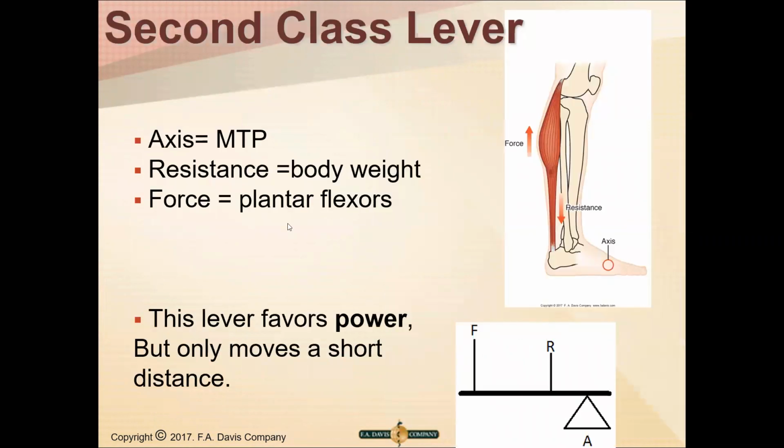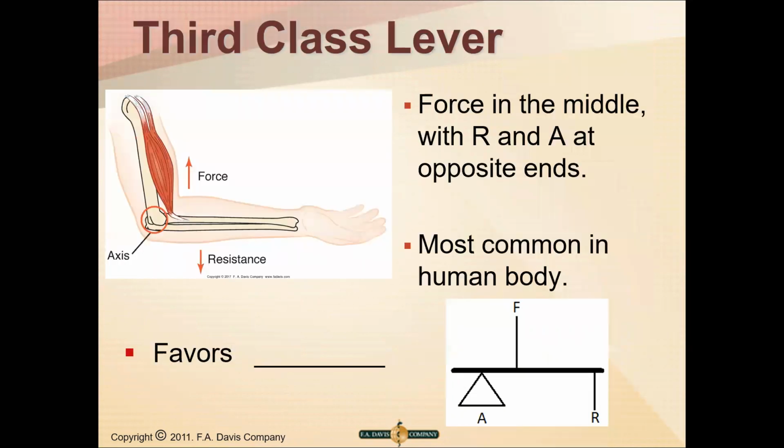Second-class levers in the body, a great one is our gastroc, right? The axis is out at the end. The force is actually going up. The resistance amount is gravity. It allows us to do plantar flexion. This lever favors power, but only moves a short distance. So when you think about it, right, we don't lift our heels a huge amount of distance when we're going into plantar flexion. It's not like the same range of motion we have at the elbow, which we're going to get into now. Third-class levers.